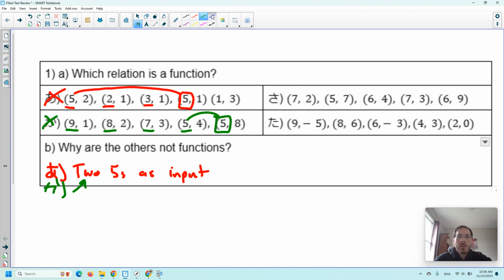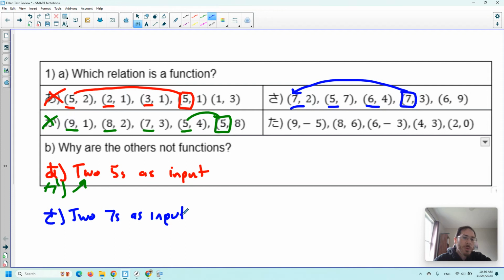For the next one then, let's check out the third. We got 7, 5, 6, and now all of a sudden we see we've got another 7. 2 and 3 are different, so this is no good. You can't have two of the same. So that's the reason that one's not it. Here we've got two 7s as inputs. Again, we want the inputs, the x values, to be unique.